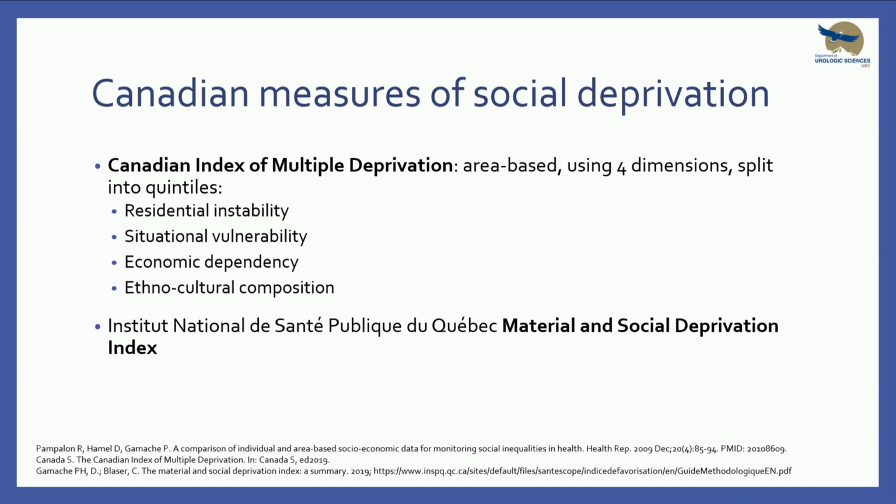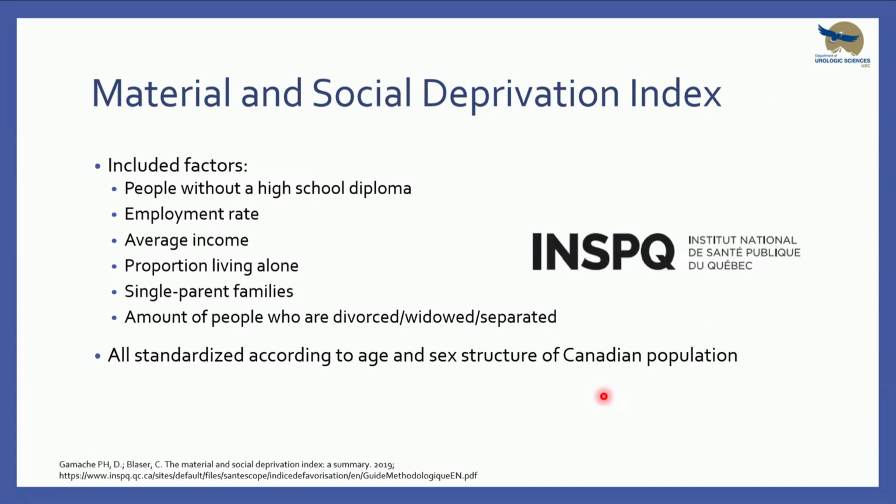So this is area-based using postal codes and split into quintiles based off of 4 dimensions: residential instability, situational vulnerability, economic dependency, and ethnocultural composition. In Quebec, the Institut National de Santé Publique de Québec has their own index, the MSDI, or Material and Social Deprivation Index. The MSDI includes these specific 6 factors. So people without a high school diploma, looking at the employment rate, average income in a postal code, proportion of people living alone, single parent families, and amount of people who are divorced or widowed or separated.